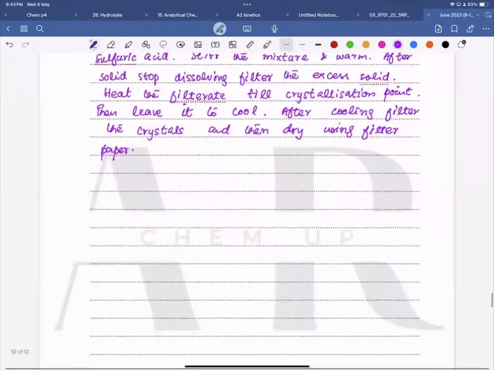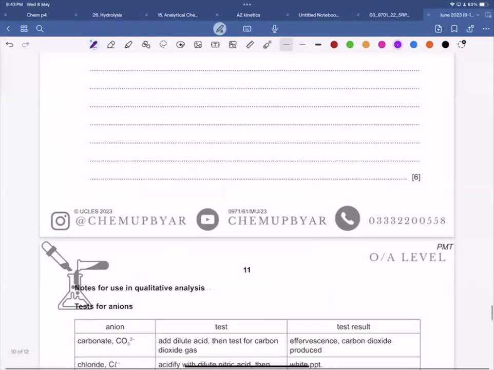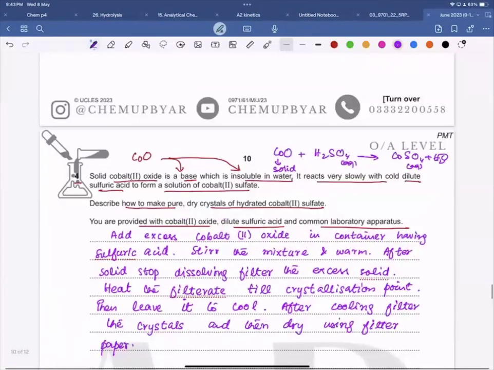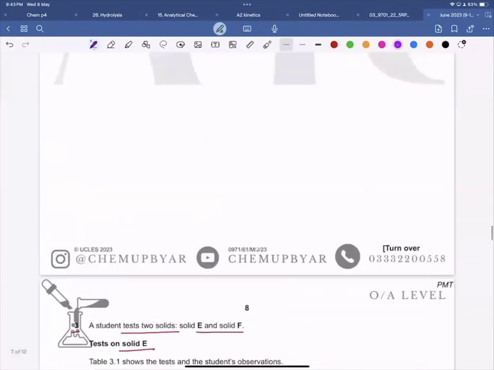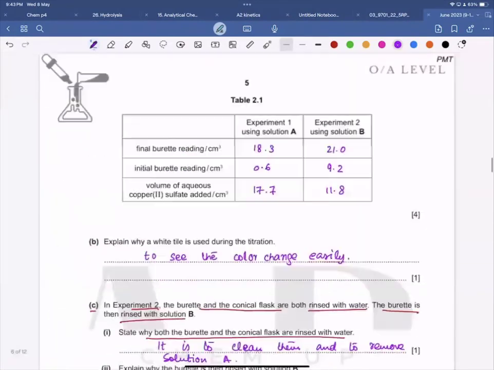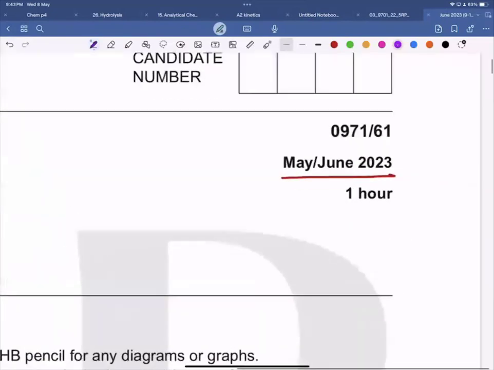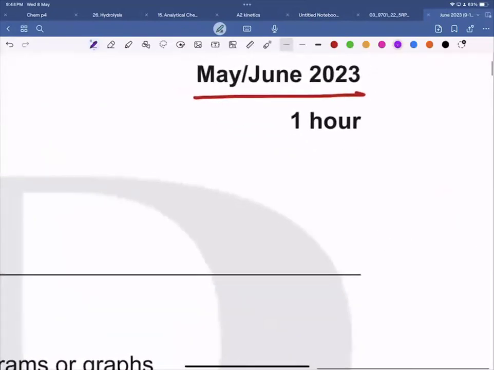Okay, so here we are done with the method and we are done with the paper as well. So if you see, I think we have done the whole paper in 30 minutes. And if you look at the timing, they have given you 1 hour. So if you practice, I think you can attempt it in 40 to 45 minutes.